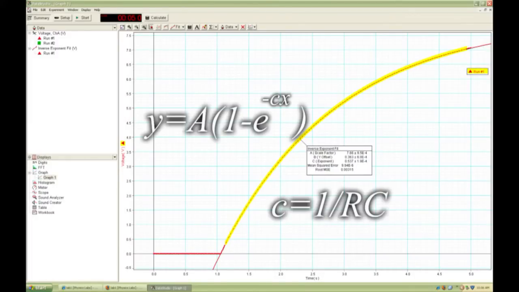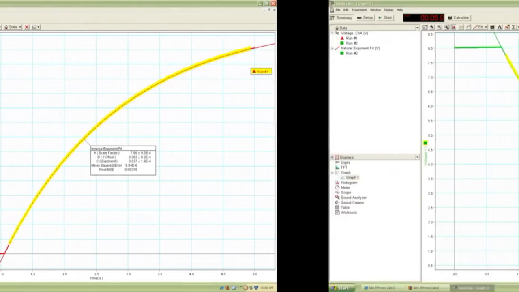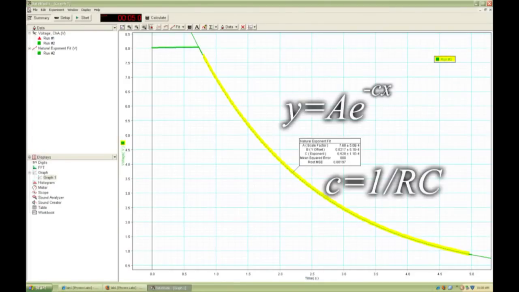If we fit an inverse exponential to the charging capacitor data, we can determine the RC time constant. Fitting a natural exponential function to the discharging capacitor yields the same RC time constant.